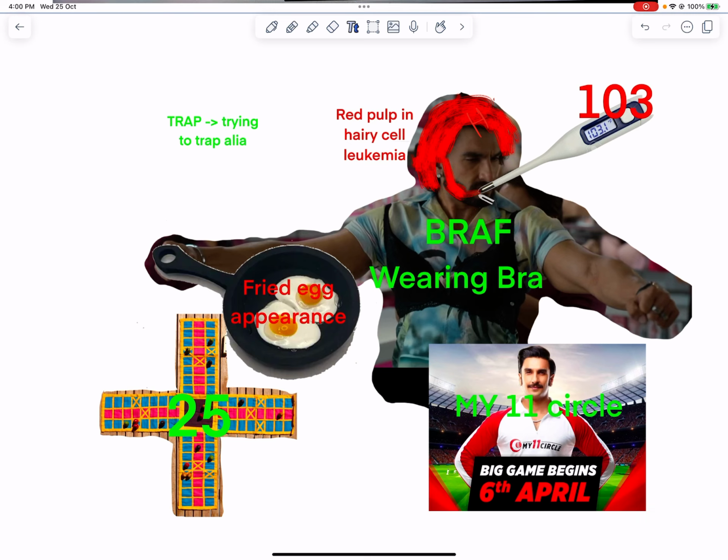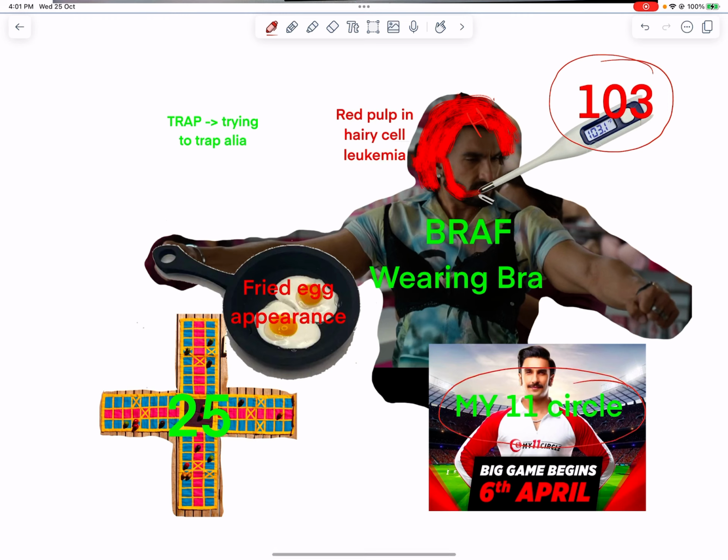So red pulp in hairy cell leukemia proliferates. Now in the movie, he is trying to trap Alia's family by wearing this bra and by cooking fried egg for that family. Now the antigens that are associated with it are 103, 11 and 25. This is the maximum human body temperature that can be measured by a thermometer.